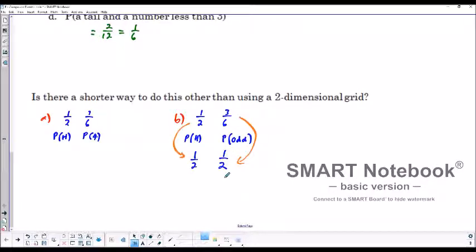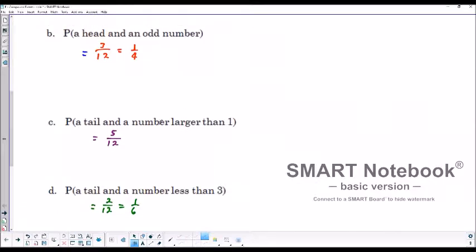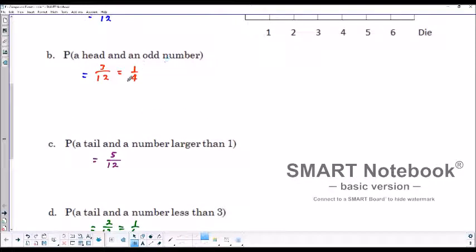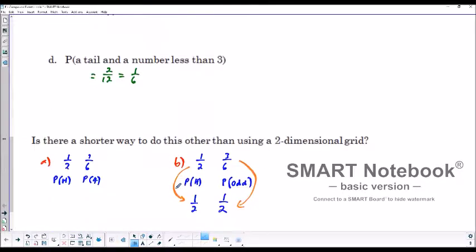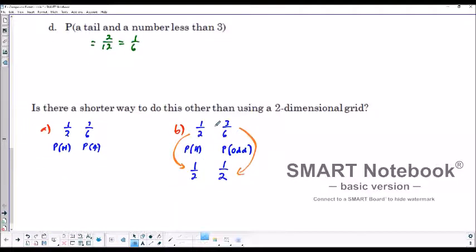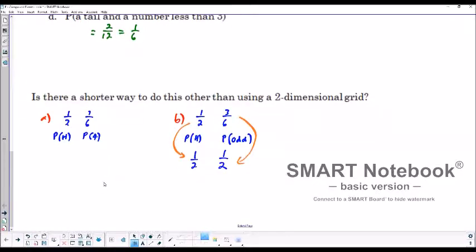Now, what was our result from above here? A head and an odd number became 1/4, or 3 out of 12 as it started out. How are we going to get 3 out of 12 or 1/4 from these values? And remember, for part A, we had 1/6. Well, we'll come back to that again.